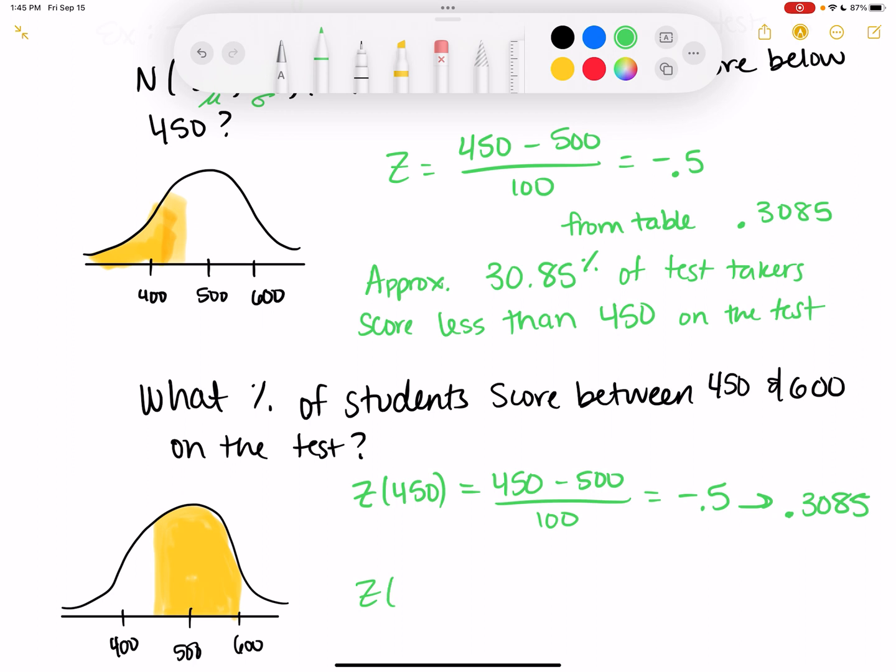Then z of 600 is going to be 600 minus 500 over 100. Now that's going to come out to be 1. So, just so we can see, a positive 1. Now notice, this has no decimal points. Okay. So when I do it, I'm going to be in the 1.0 column and then the 0.00 row. Or, well, I guess I said it backwards.